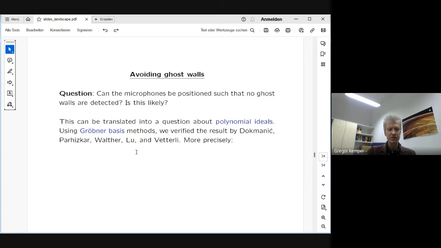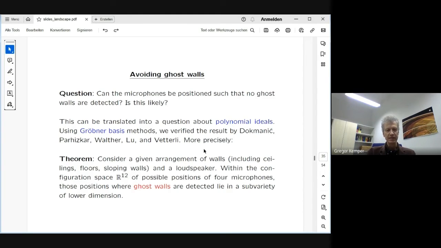Well, and as it turns out, and I'll later on explain a little bit more about the details, this question can be translated into a question about polynomial ideals. So there you get into computational commutative algebra. And by using, in this case, very easy Gröbner basis calculations, the results quoted above can be verified. We verified it, and this way we gained our own understanding.